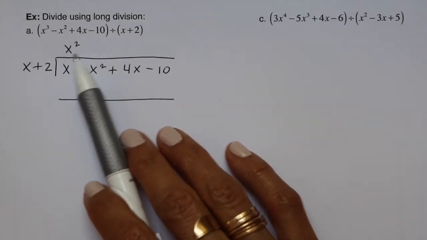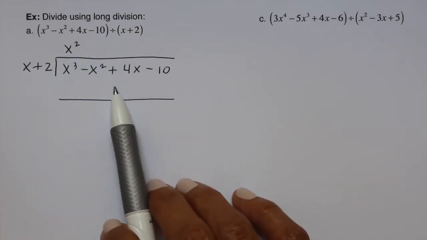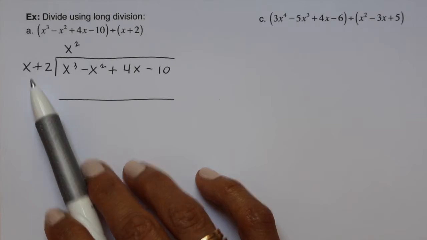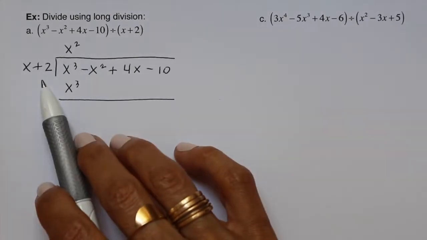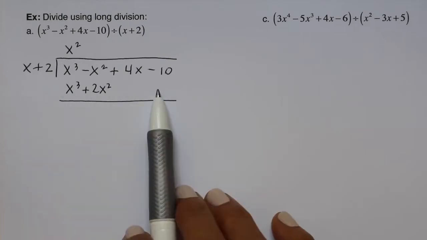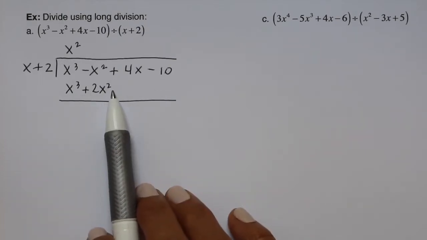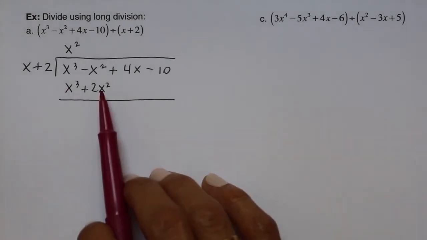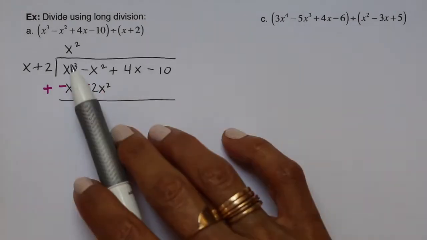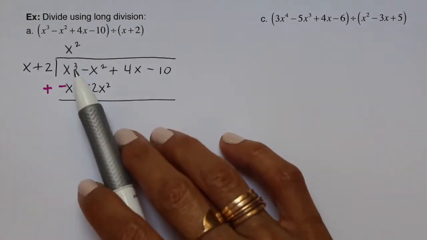Next, we're going to take x squared, and we're going to multiply it to both of these terms, and we're going to write them out here. So x squared times x is x cubed, and x squared times 2 makes 2x squared. Now our next step is you subtract this row. But instead of subtracting, I want to add the opposite. Remember, for variables, adding the opposite is the same as subtracting. And because these terms are opposite, x cubed minus x cubed, they cancel out.